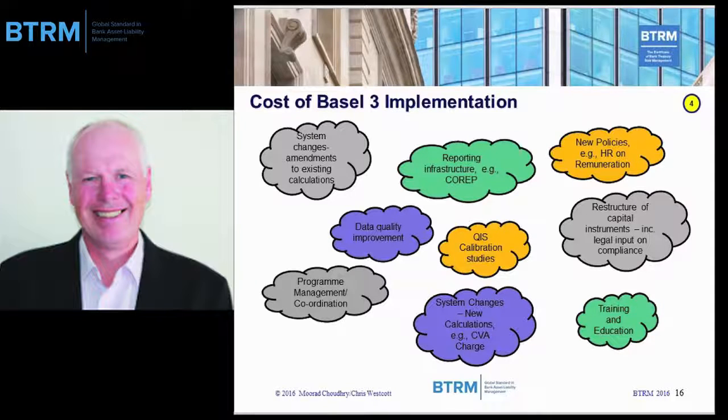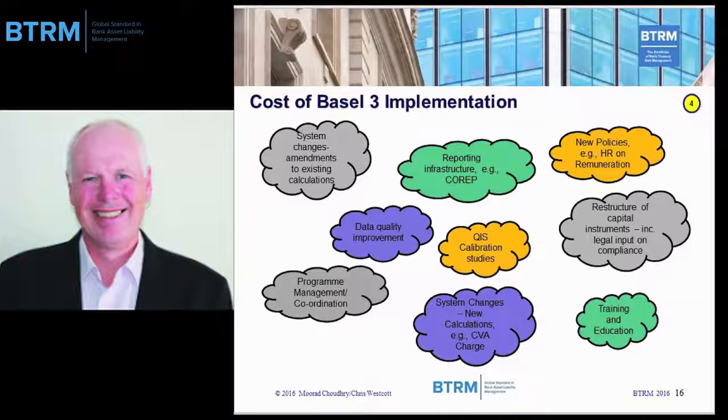As well as systems changes to existing calculations, they're the simple ones. You've also got new calculations to set up. Might be new policies required. So Basel has been quite hard on HR remuneration and put some constraints on basically how much the banking world can pay itself. Restructure of capital instruments, because it requires a lot of legal resource, is a costly item. And then there's training and education. Now I've just put down a small number of the possible items that could lead to a cost, but I assure you there's a lot.